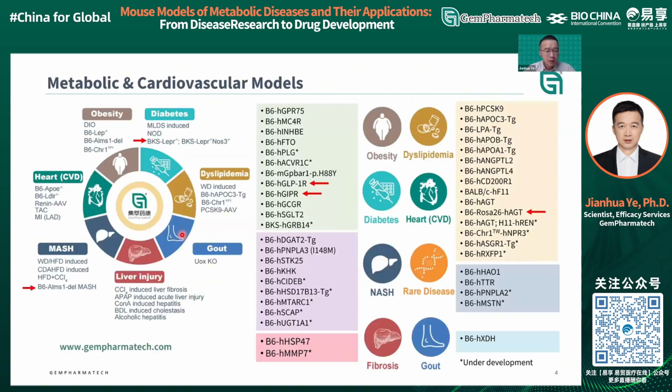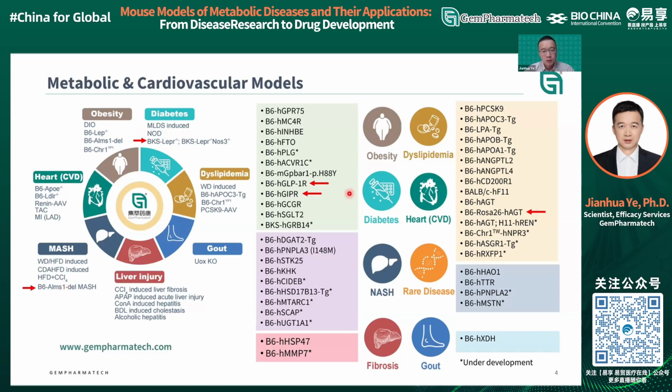On our metabolic and cardiovascular platform, we have mouse models for many different diseases, including obesity, diabetes, dyslipidemia, gout, liver injury, MASH, and cardiovascular disease. Especially today, I will talk about the DB/DB mice and the DB/DB plus NOT3 knockout mice for diabetes. And I will focus on the AMS1 knockout mice for the MASH model.